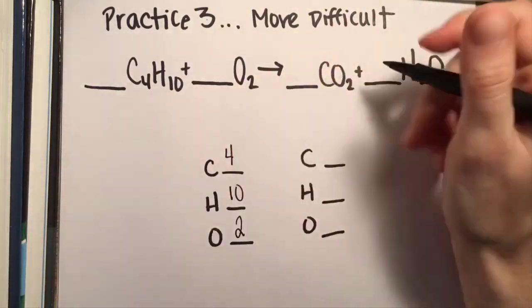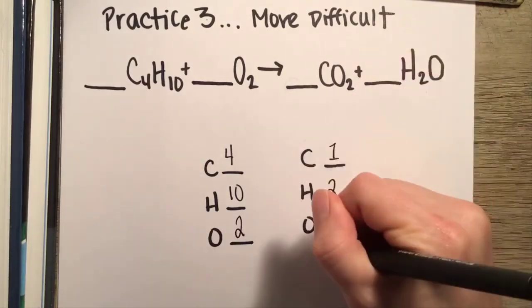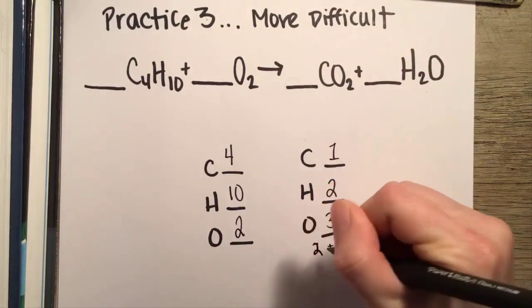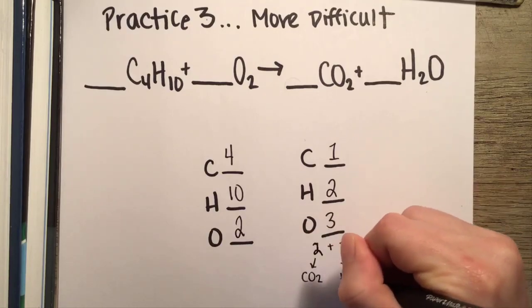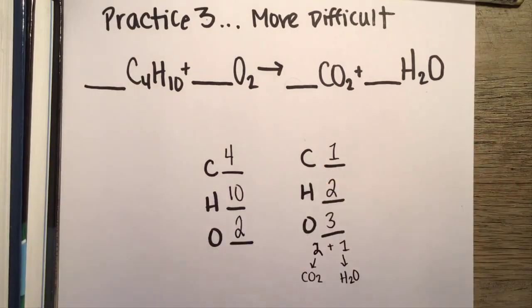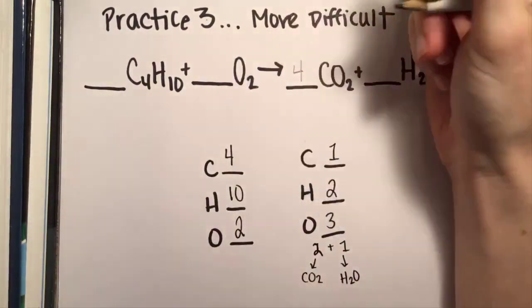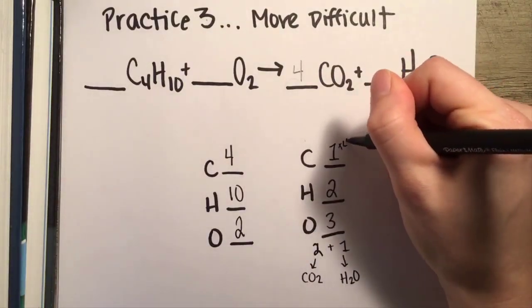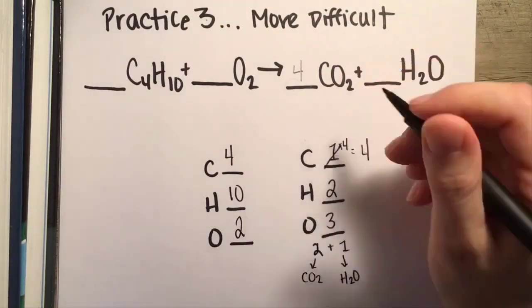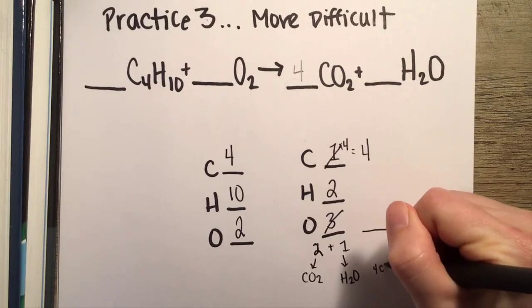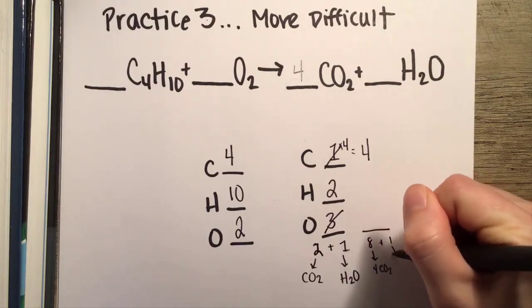Again, setting up my CHO, making sure I'm going in that particular order, carbon, then hydrogen, then oxygen. Now, I'm going to have a pencil ready because I'm going to be wanting to do part of this in pencil. So on the reactant side, I have 4 carbons, 10 hydrogens, 2 oxygens. On the product side, I've got 1 carbon, 2 hydrogens, 3 oxygens. 2 from the CO2, 1 from the H2O. Starting by balancing the carbon, multiplying 1 times 4 gives me 4. Again, I'm using a pencil for my coefficients here.